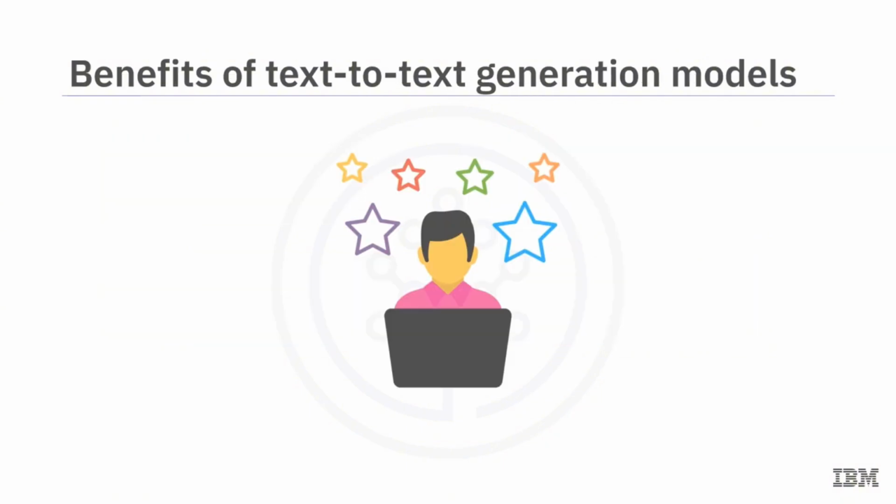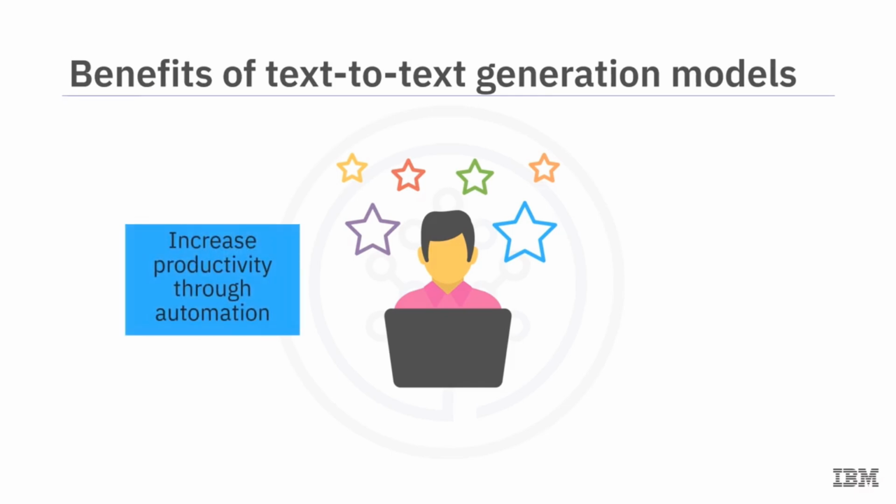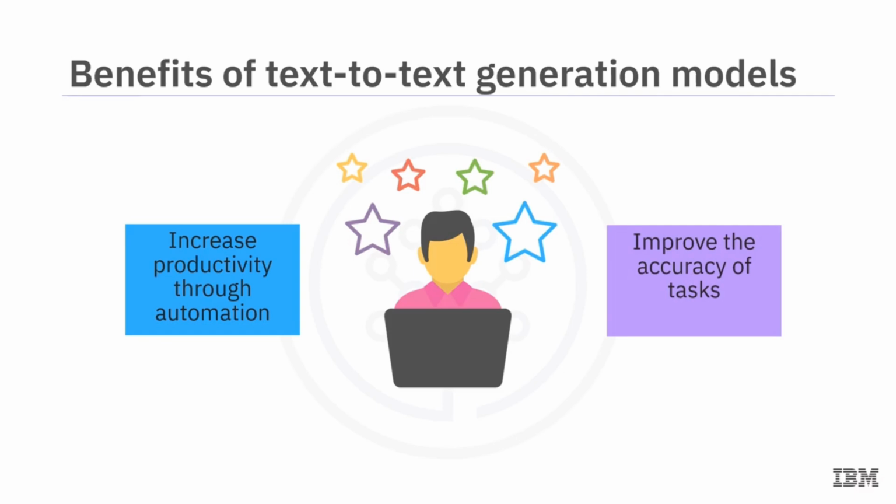Because of these versatile applications, text-to-text models offer several benefits. They increase productivity through automation. For example, they can generate marketing copies or even create social media posts. They improve the accuracy of tasks prone to human error. For example, a text-to-text generation model can translate documents in context without mistakes.